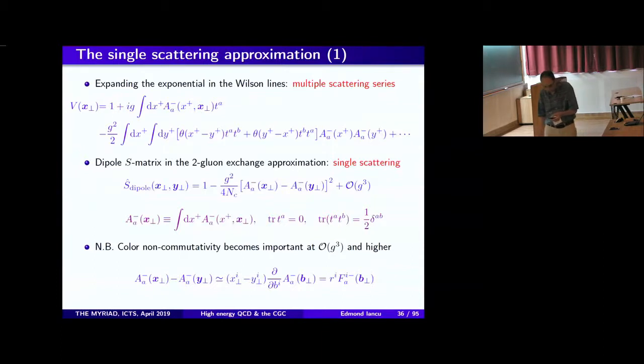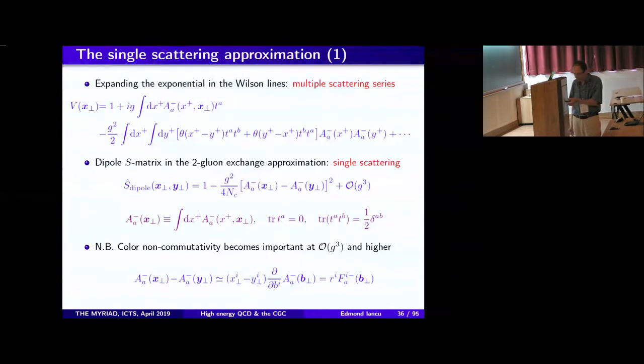So that property is called color transparency, but it's the same as electric transparency of a dipole in QED. An electron-positron dipole in QED of zero size is not a dipole. It's a trivial object, it does not interact at all. The same here. A zero size color dipole does not interact at all.